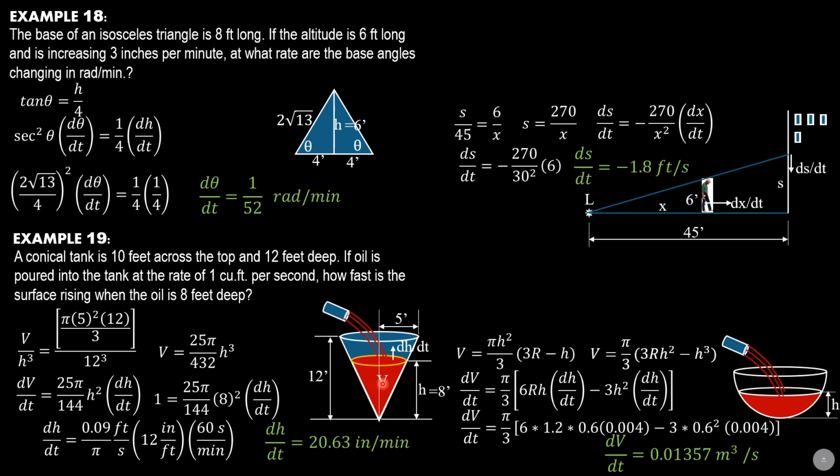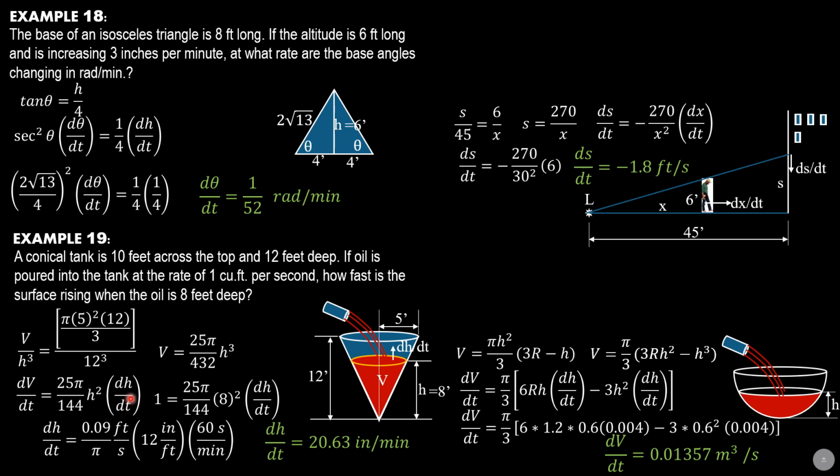I use similar solids. This volume V at any time, as to cube of height, equals volume of the cone, which is pi 5 squared over 3 times 12 as to height of the cone, 12 cubed. So simplifying, volume is 25 pi over 432 h cubed. Differentiating with respect to time, that would be 25 pi over 144 h squared dh/dt.